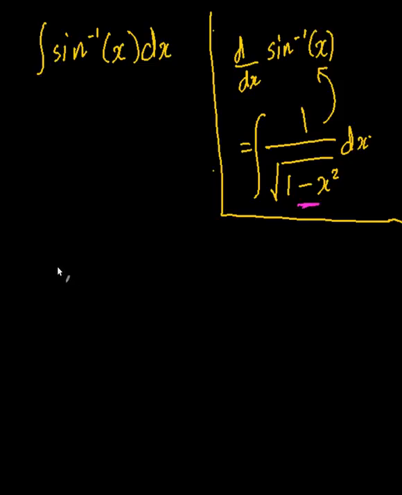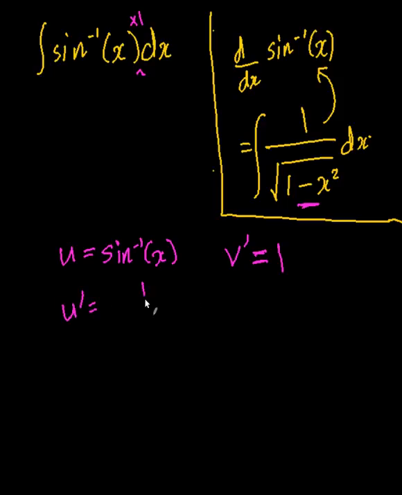Okay, so in this part, I'm going to say u is equal to sine inverse of x, because I want to differentiate that. What I'm integrating this time is slightly tricky, but the trick is I'm going to say it's equal to 1. There's nothing stopping me from saying it's equal to 1, right? Because this over here is the same as saying multiply by 1. So u dash is going to be 1 on square root 1 minus x squared.